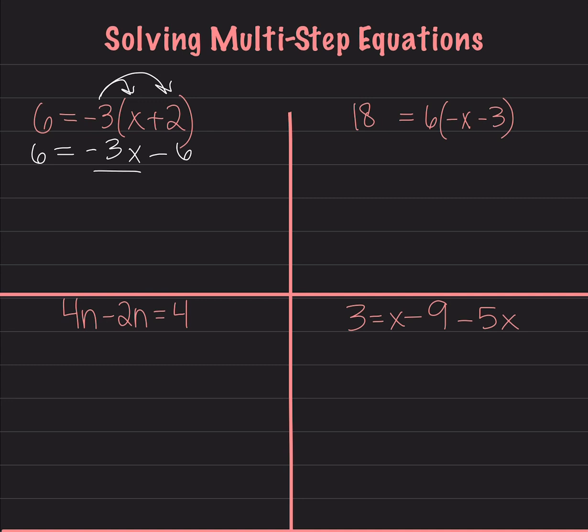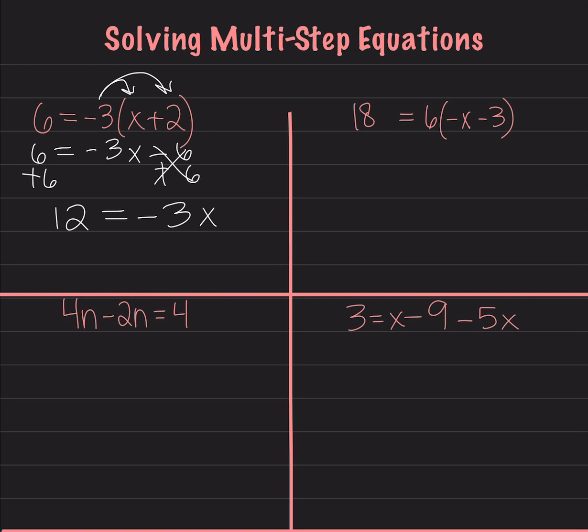We need to get the x all alone on one side and the rest of the numbers on one side. To do this, we will move this -6 over to this side over here. We will do the opposite operation of subtraction, which is addition. So we will do plus 6 on both sides. -6 plus 6 is 0, so we will just cross that out. 6 plus 6 now on the left side equals 12, equals -3x.